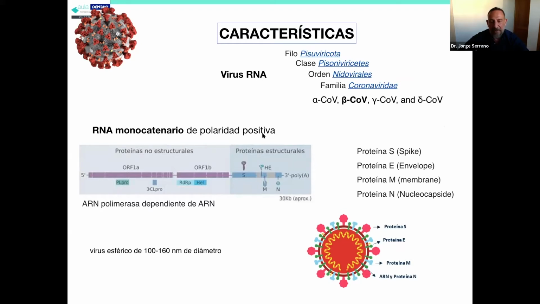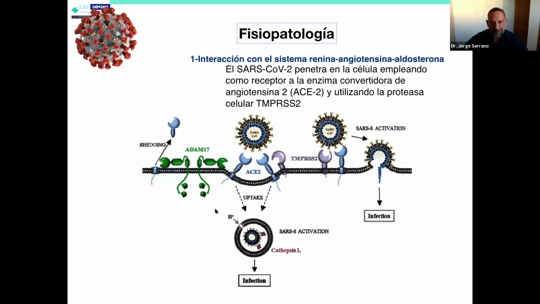This virus has a single-stranded RNA of positive polarity, and they encode certain structural proteins, among them the famous spike protein, which provides the virus with this very, very special appearance. We have all these other proteins: envelope, membrane, nucleocapsid. There we also have non-structural proteins, where the RNA-dependent RNA polymerase is important also.